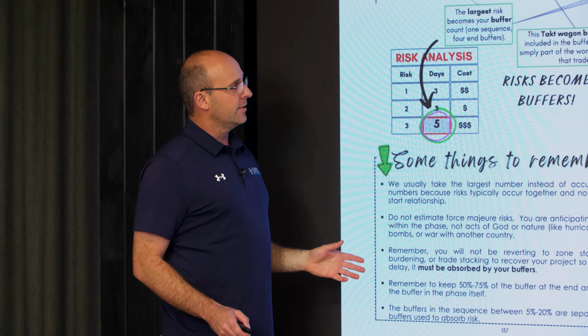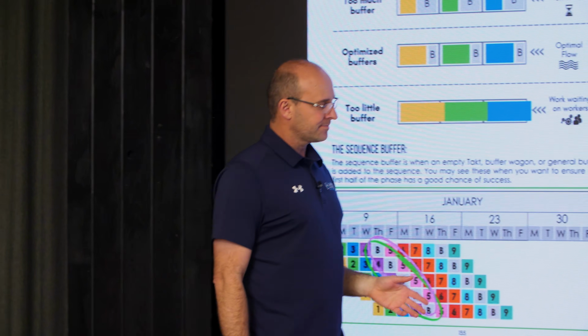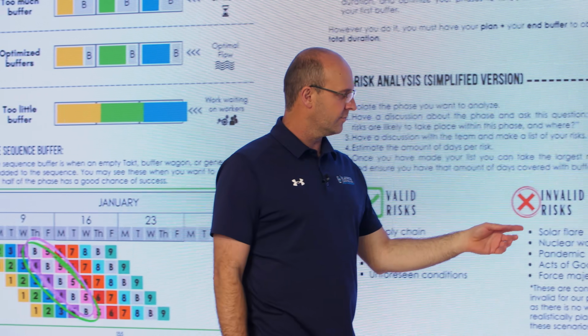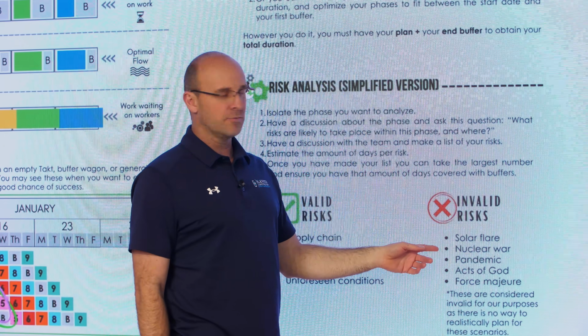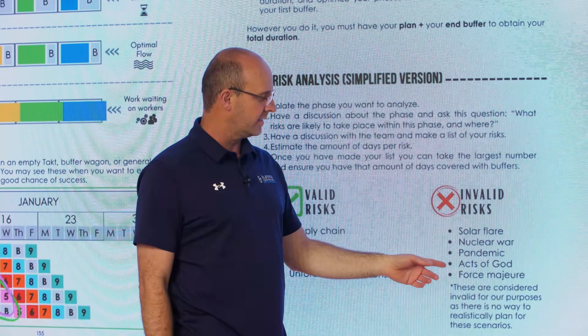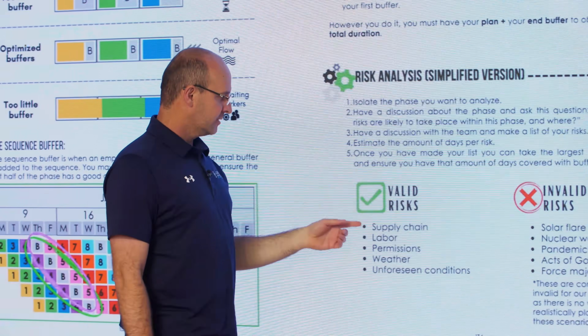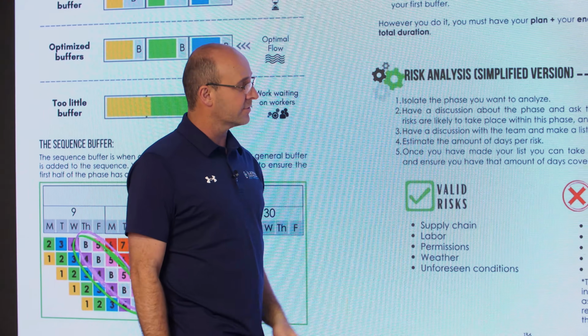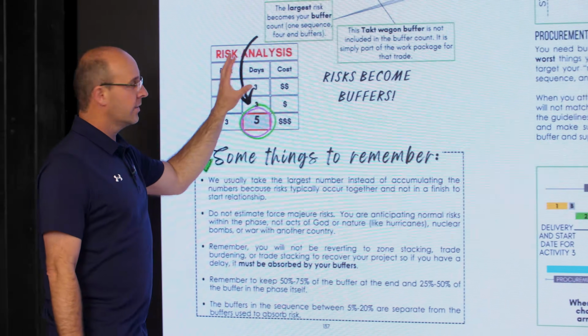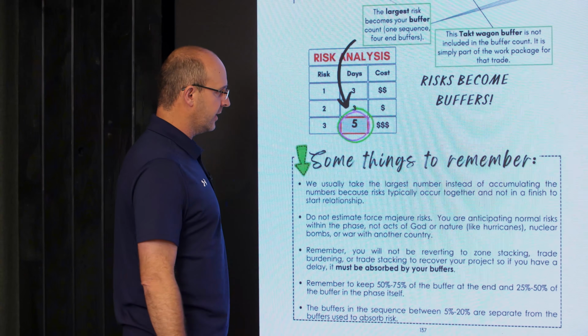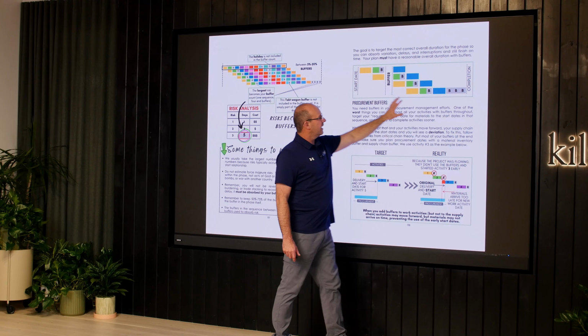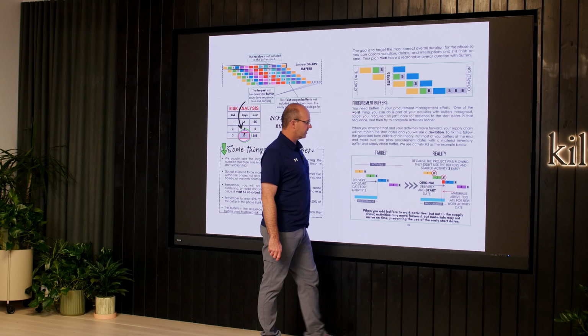Now you're not doing, like I showed previously, a solar flare, or Operation Hail Mary, or a nuclear war, or a pandemic, or acts of God. That's not what you're putting in your risk analysis. Supply chain, labor, permissions, weather, unforeseen conditions, those can go in your risk. We're talking about reasonable things so that you can have enough buffers in your overall production plan.